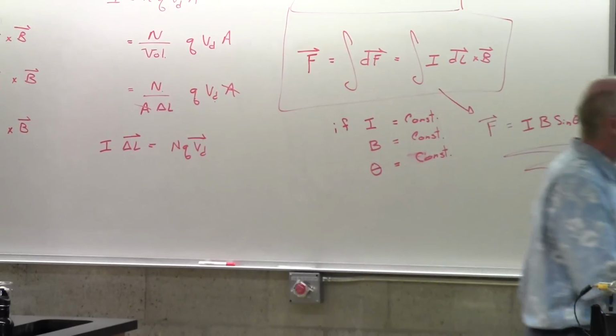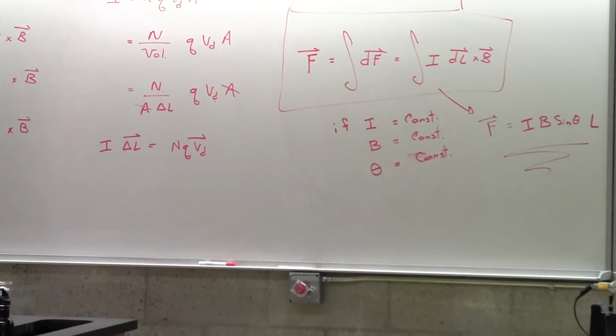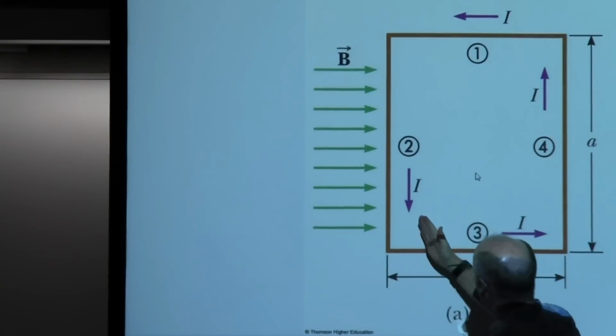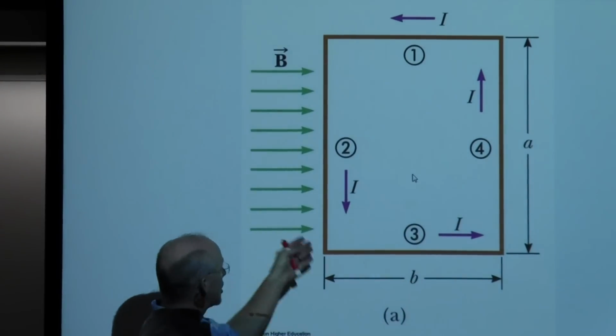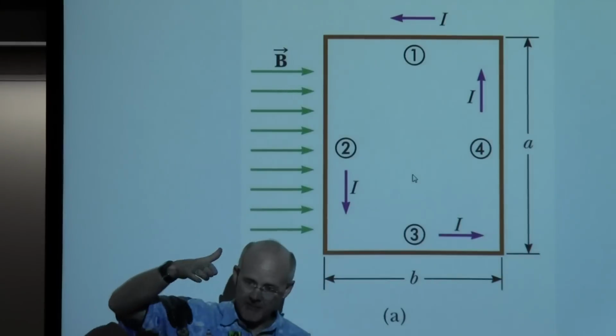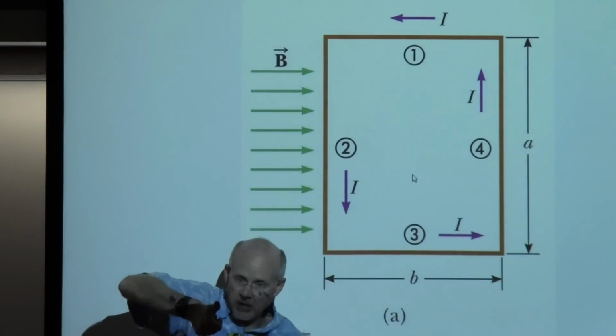So just going through this, then on this part of the wire, we've got a current going down. Again, looking at this, I is going down, B is going this way. If I take my fingers, I goes down, B goes that way.